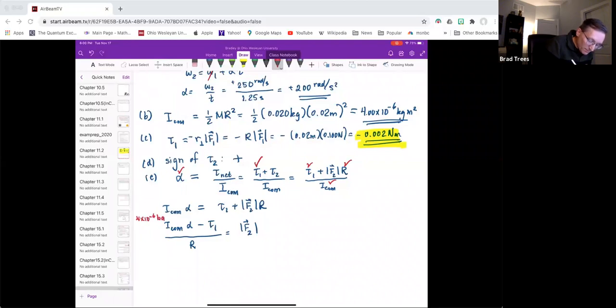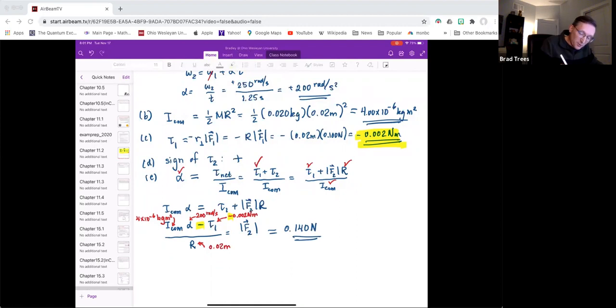For ICOM, we enter 4 times 10 to the minus 6 kilogram meter squared. For alpha, we enter 200 radians per second squared. For tau 1, we enter, be careful, negative 0.002 newton meter. And for R, we enter, be careful, convert it to meters, 0.02. Note in this numerator, you've got a negative multiplied by a negative. So that's going to end up being positive. And the number I get then for the magnitude of F2 is 0.14 newtons.